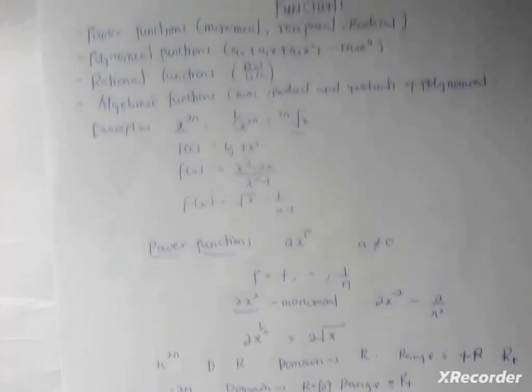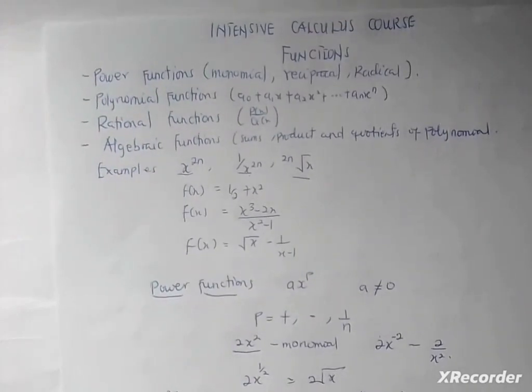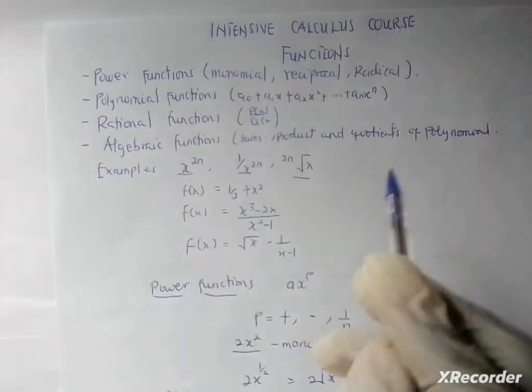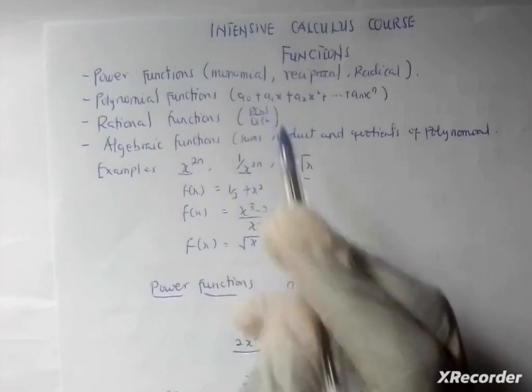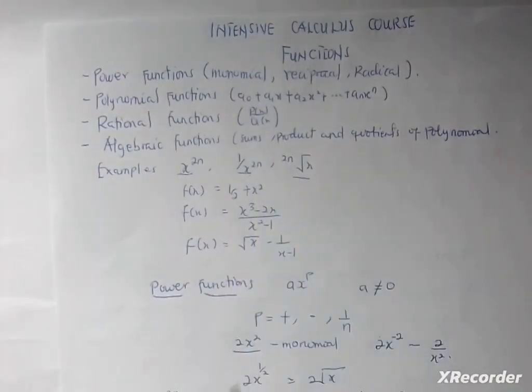This ends the power functions. Let's move to polynomial functions. When we say polynomial functions, we've been doing that in elective mathematics way back in high school. A polynomial function is simply the sum of monomials. It is generally represented by a0 plus a1 x plus a2 x squared plus, extending to the general term an x to the power n.